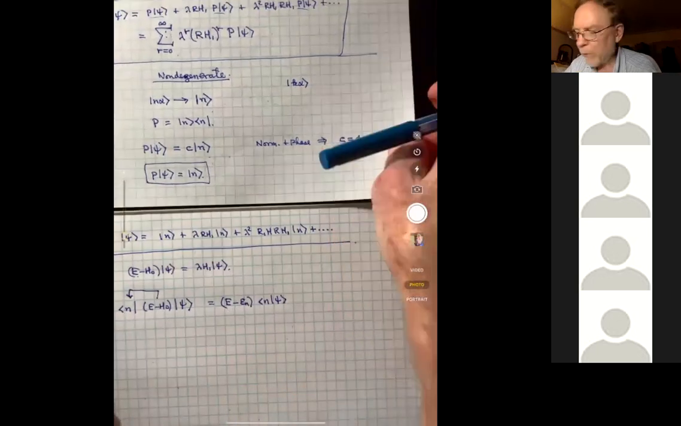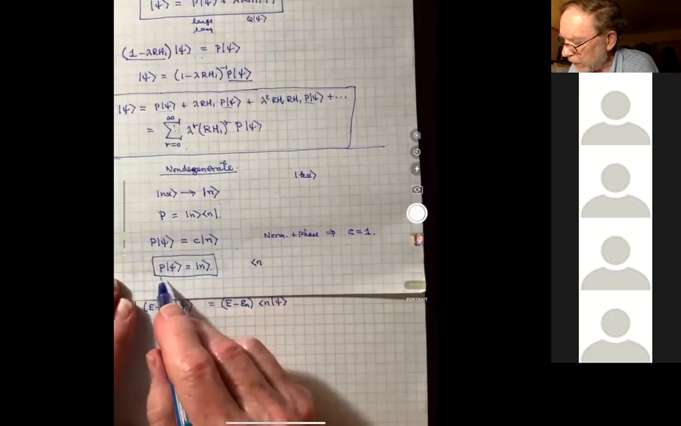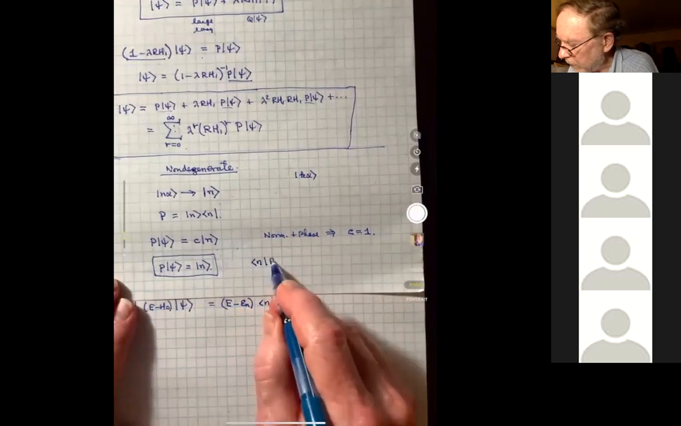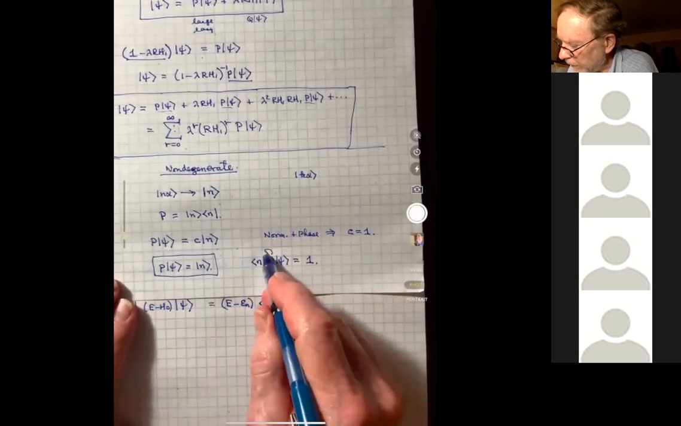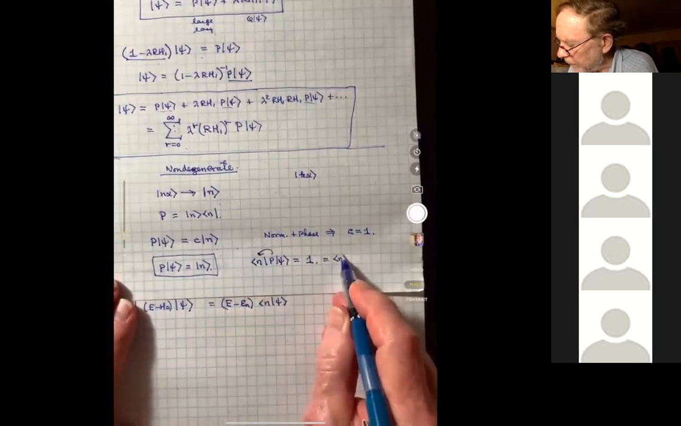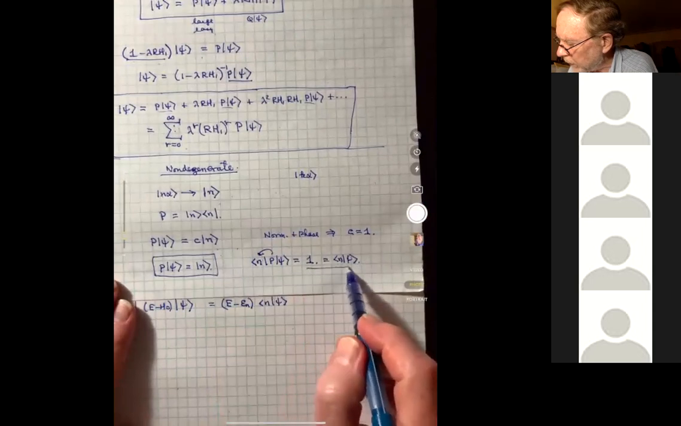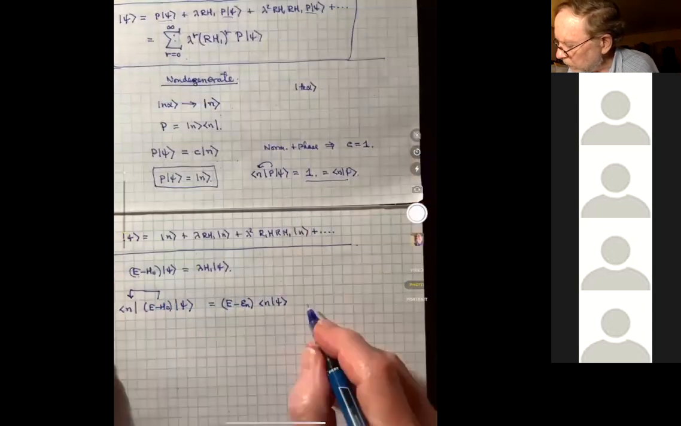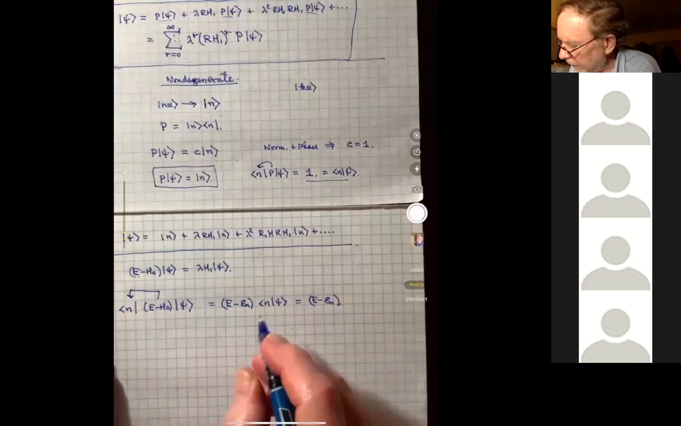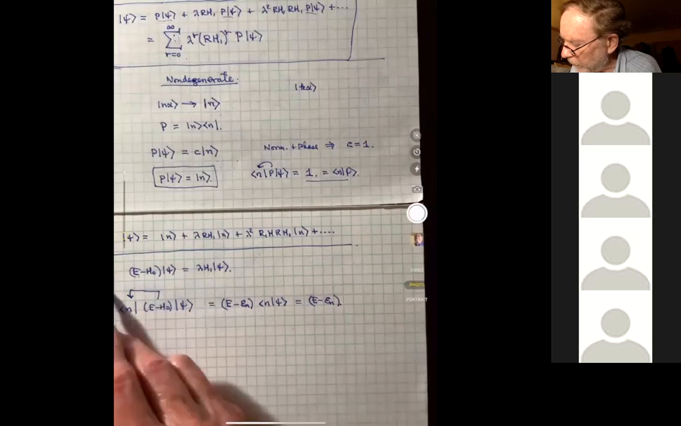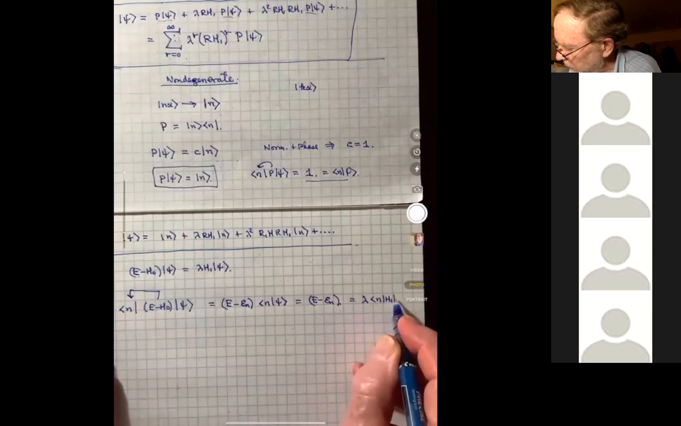Now, I didn't say that a minute ago, but this phase convention tells me that if I sandwich both sides with n, what I get is n P psi is equal to 1. But P acting on n just gives me n, so that's the same thing as n psi. So this phase convention gives me n scalar product with psi is equal to 1. And so the left-hand side just becomes (E minus epsilon n). And on the right-hand side, it's the right-hand side multiplied by bra n. So that becomes lambda times n H1 psi, like so.